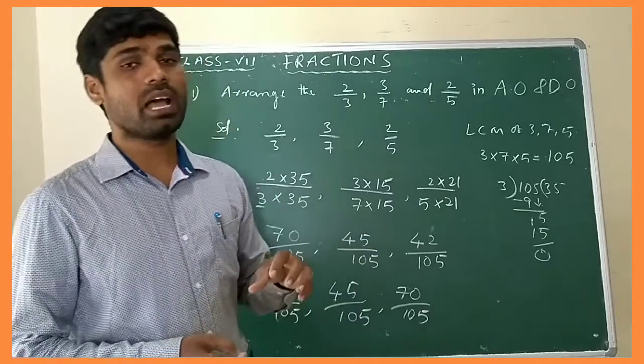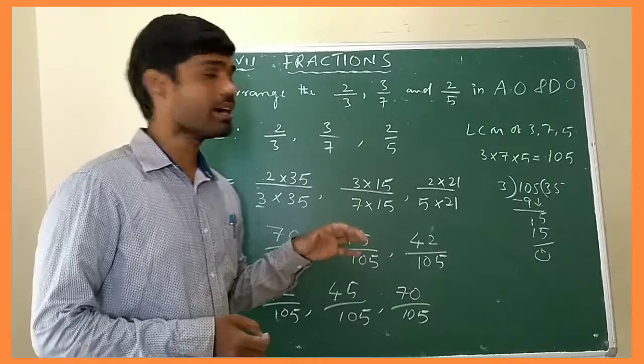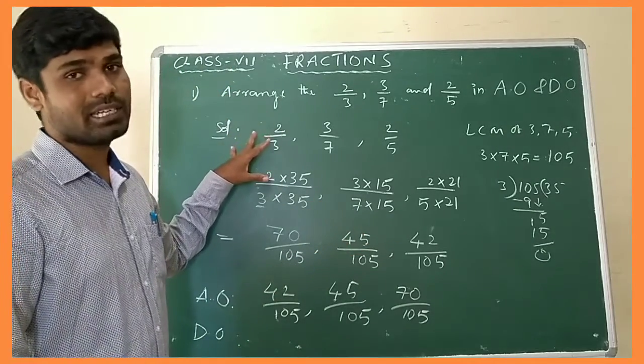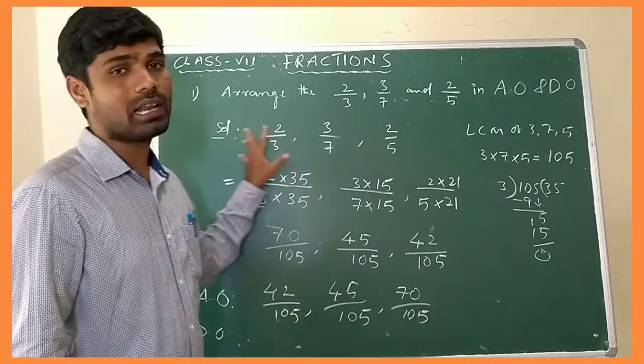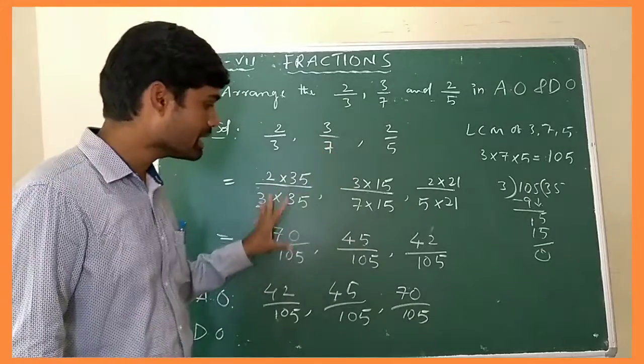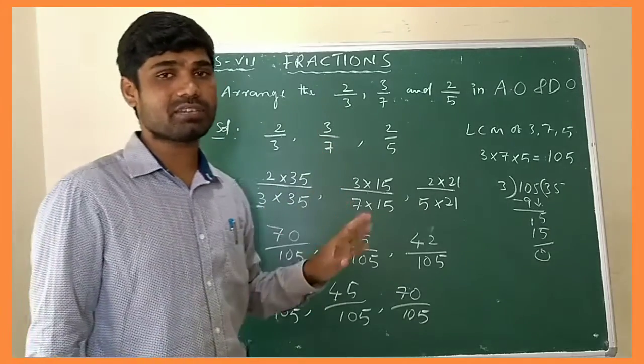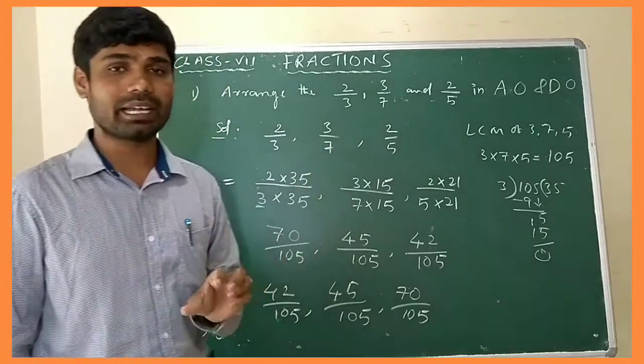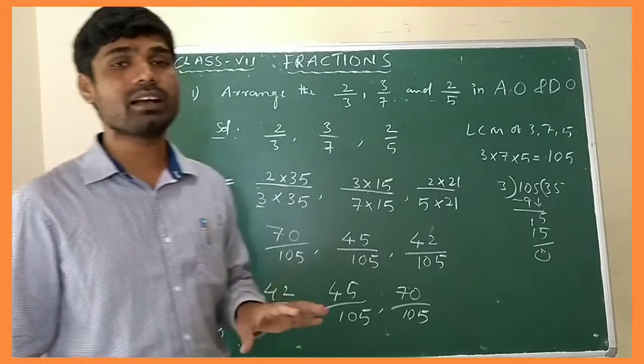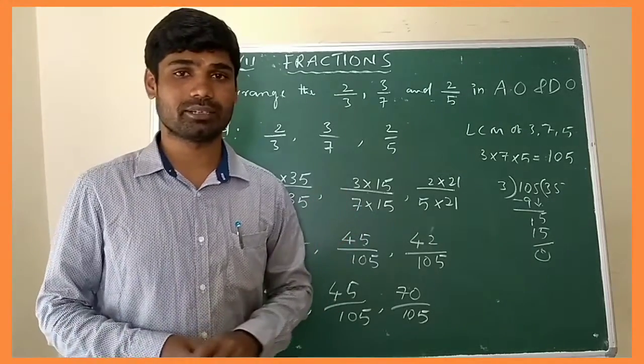To make them ascending or descending, what do we require here? LCM, to make them all like fractions. Once we convert them into like fractions, we can justify which is smaller and which is greater. Then we can write ascending order and descending order.